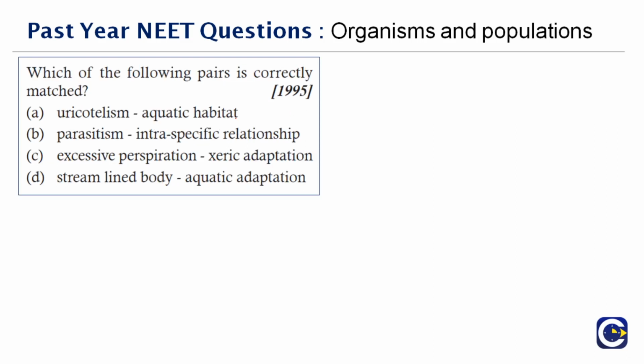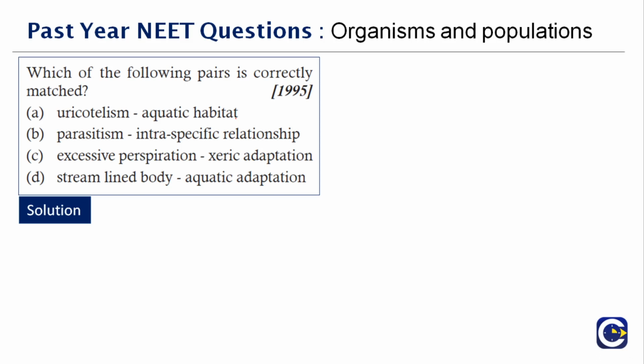Which of the following pairs is correctly matched? You have to analyze the statements. Eurycotylism is aquatic habitat, that is right. Parasitism is an intraspecific relationship, yes. Excessive perspiration is a xeric adaptation, that is also right. Streamlined body is for aquatic adaptation. The first three are matched. Which of the following pairs is correctly matched? How many are matched correctly?